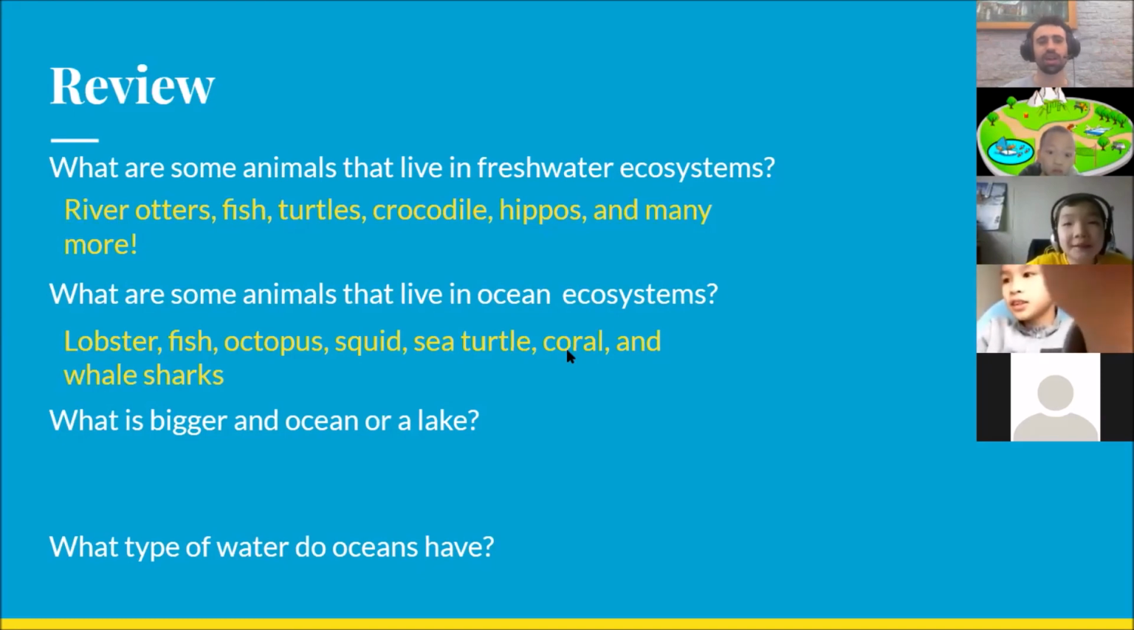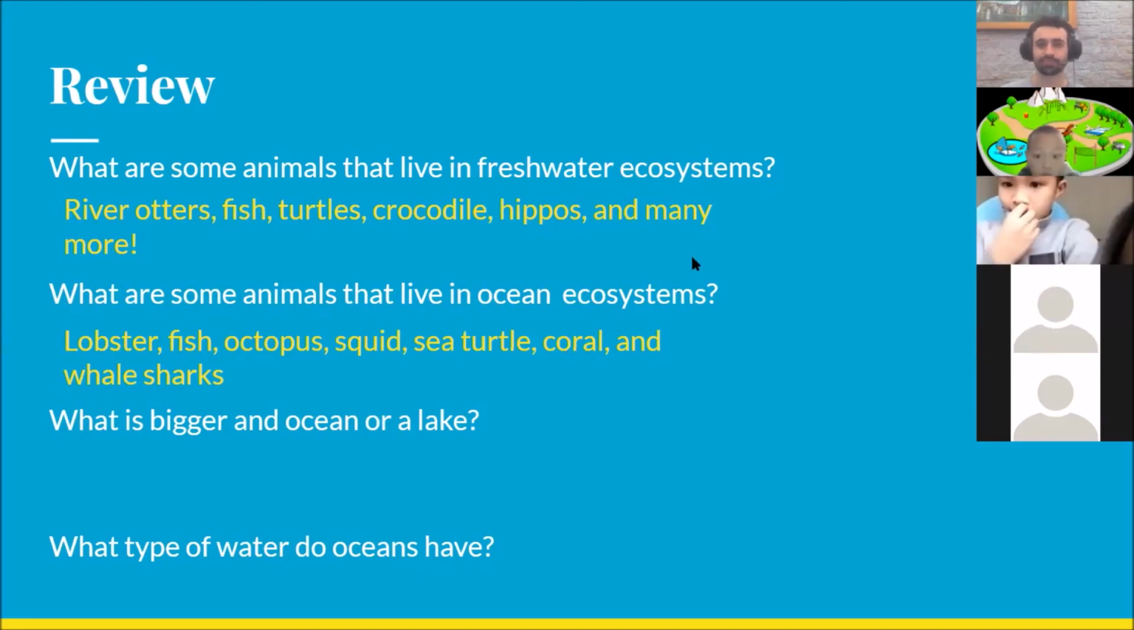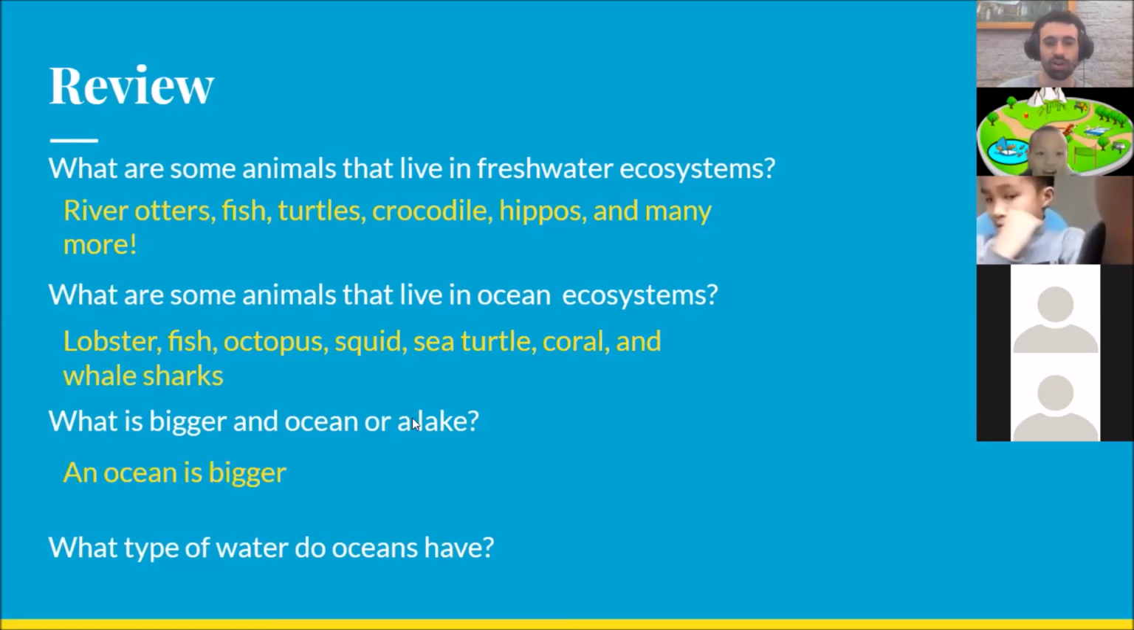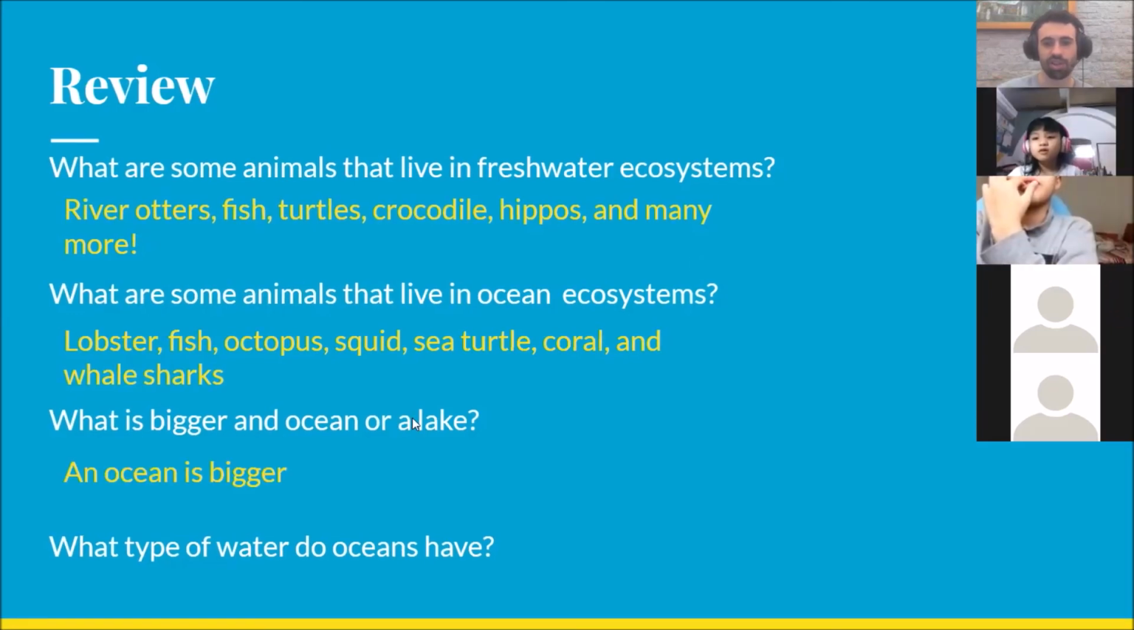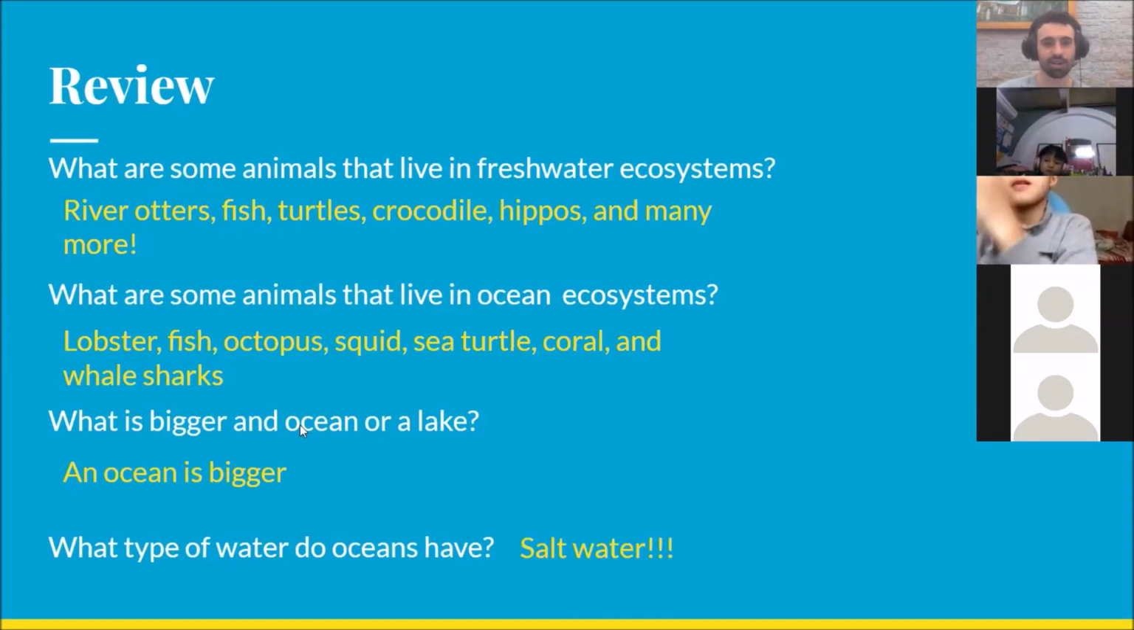What is bigger, an ocean or a lake? An ocean. Yeah. What type of water do oceans have? Salt water. Yeah, guys, this was easy. You guys got this. Salt water.